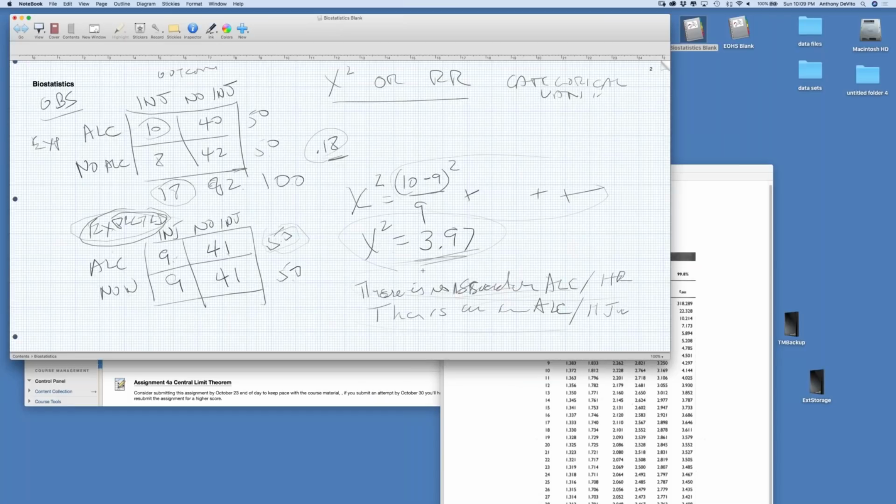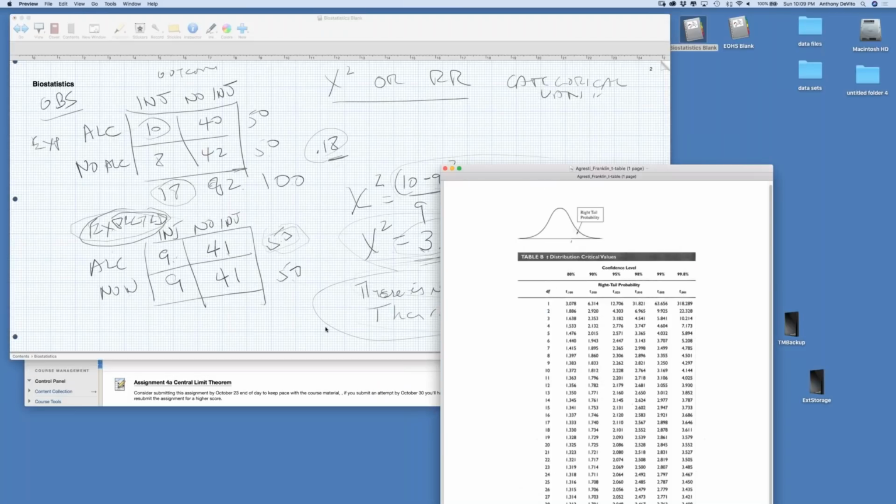Okay, so this value, we have to know. Well, we calculated a value of chi-square based on the formula that we worked on in class. How do we know if it's big enough to reject this null hypothesis? Well, just like the t-test, we go to a table which gives us the chi-square values.